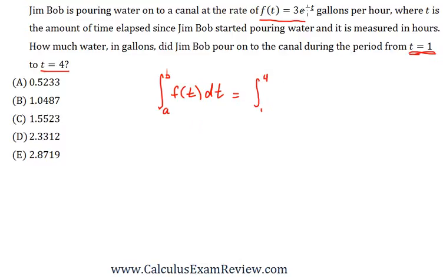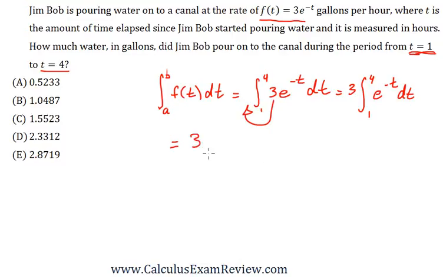Because since we're given the rate, the integral of the rate will give us the total amount of water poured onto the canal. So we've got the integral of 3e to the negative t dt. And that's going to be equivalent to 3 times the integral from 1 to 4 of e to the power of negative t, because I can just whisk out the constant. After all, it's just multiplying the function.